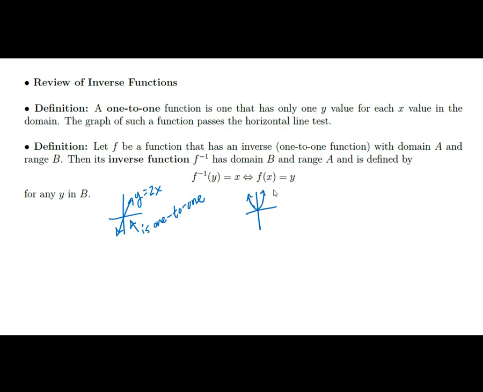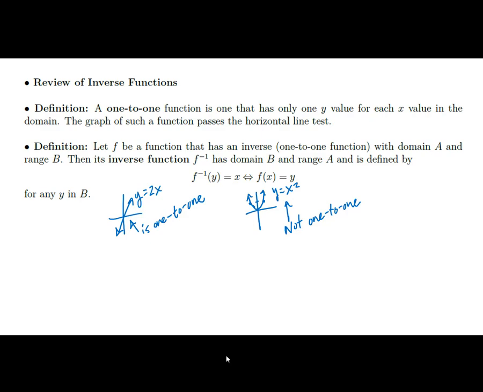Contrast that with a function like y equals x squared. Y equals x squared is not one-to-one. The reason it's not one-to-one is because I can find a whole bunch of y values, infinitely many in fact, that have two x values associated with the same exact y value. In other words, it fails the horizontal line test. And when a function is not one-to-one, that means it does not have an inverse.